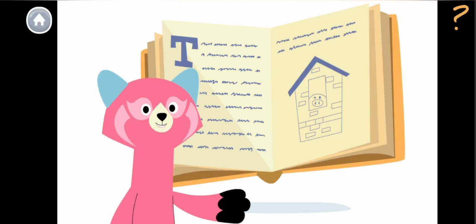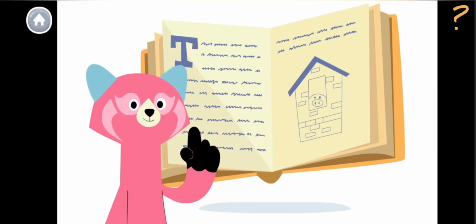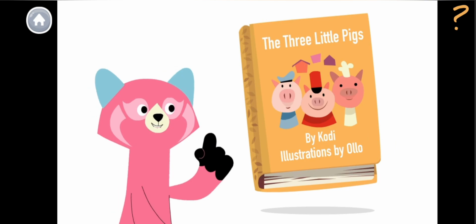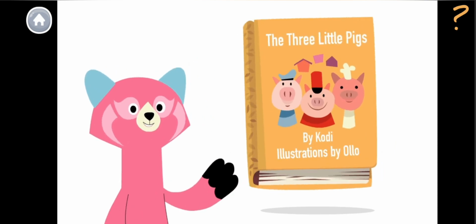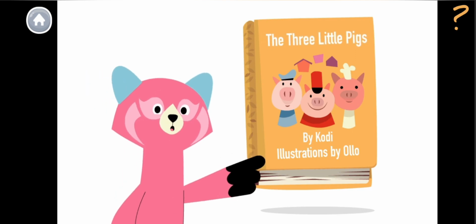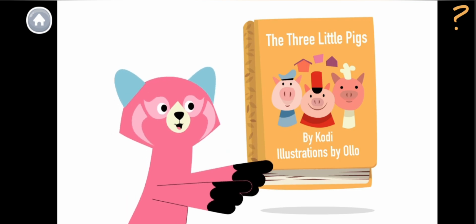When you read a book, you start with the front of the book. On the front of the book is a cover. The cover has the title of the book, the name of the author who wrote the book, and the name of the illustrator who made the drawings in the book.